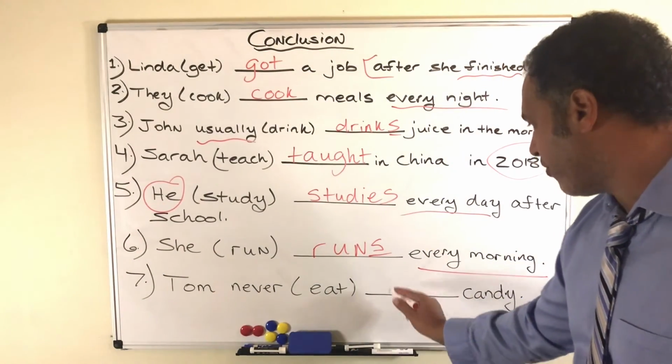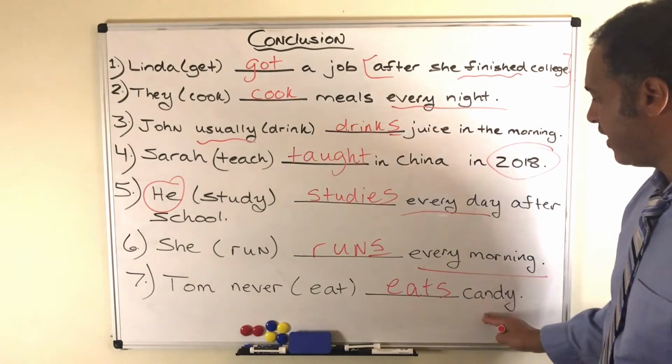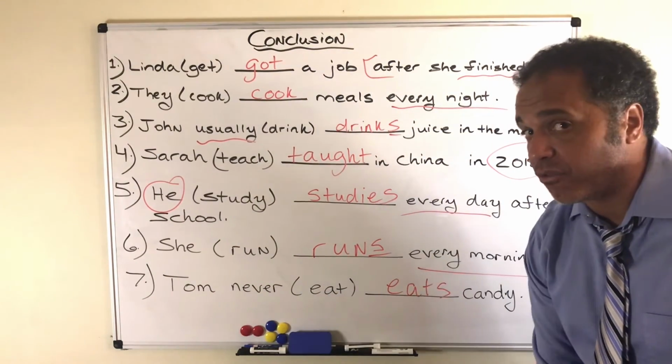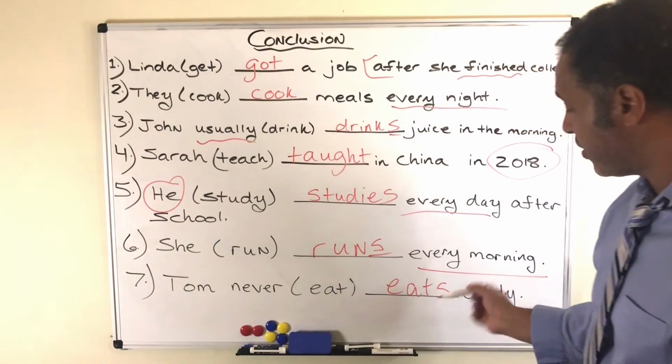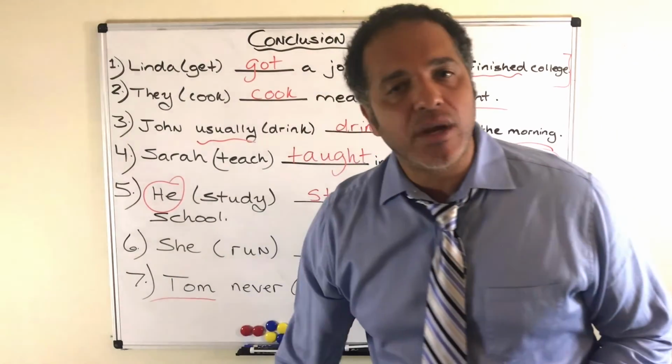Tom never eats candy. This should be present tense. We have never, which is an adverb of frequency. There's nothing else that tells me that it's in the past, so we're going to use present tense. But very important, we're going to put an S because Tom is singular.